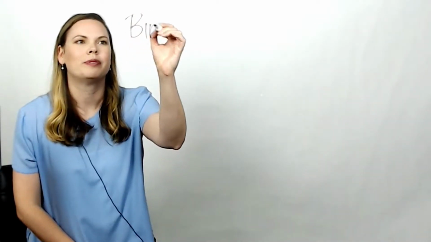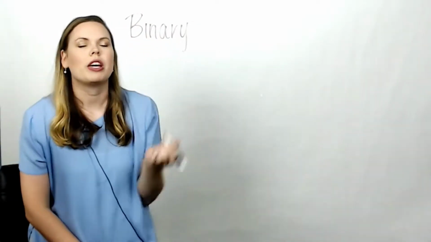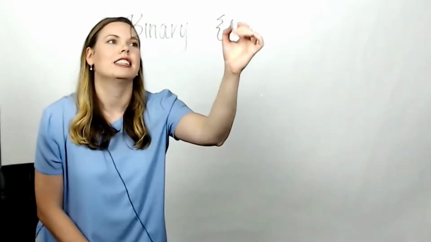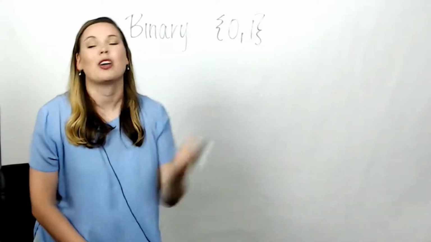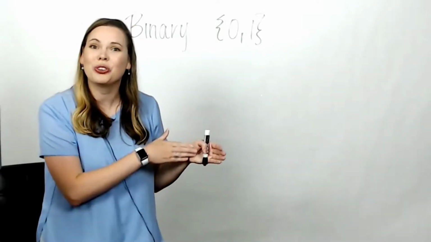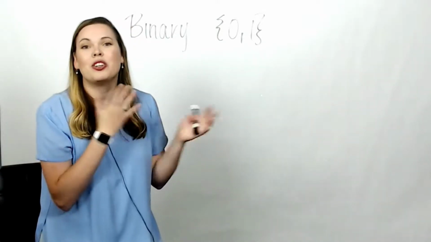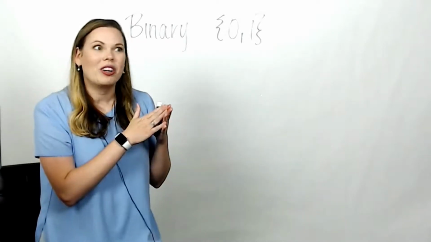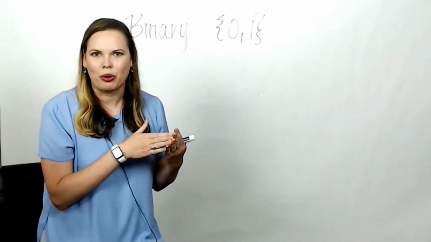So when we're in binary, we only use the digits 0 and 1. They're the only ones that we can use, and we put them in a string to represent a numeral, and each 1 or 0 is multiplied by a power of 2.